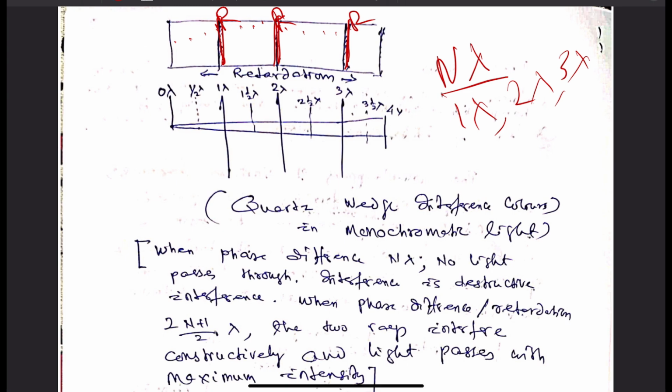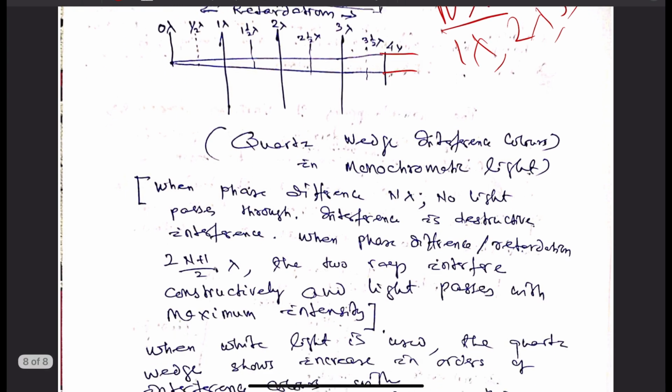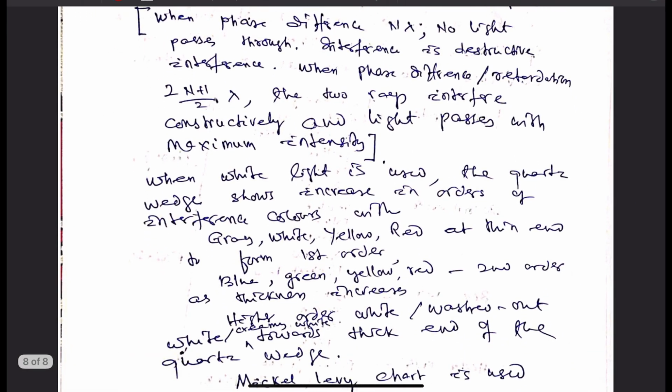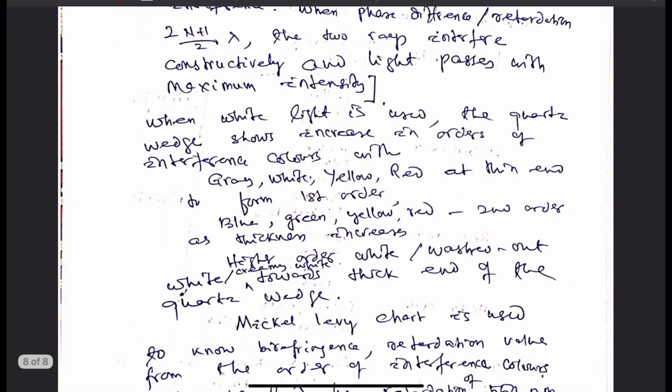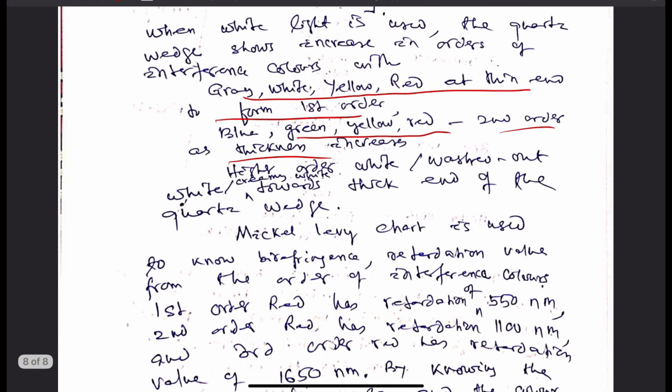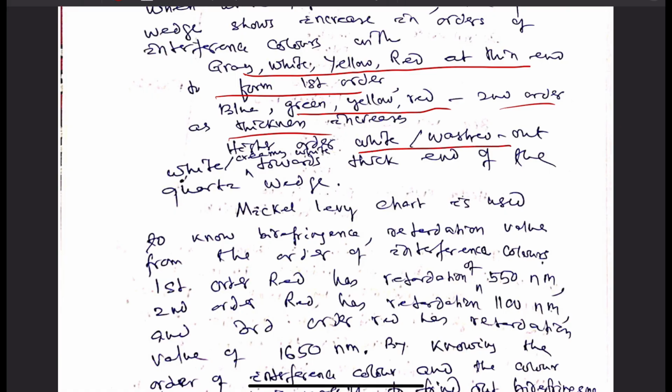If we use white light and insert this quartz wedge to see the color: grey, white, yellow, red at thin end of the quartz wedge. This will be first order. Blue, green, yellow, red, the second order, as the thickness increases in the quartz wedge. The higher order colors are white or washed out colors or creamy white colors. They occur towards the thicker end of the quartz wedge.